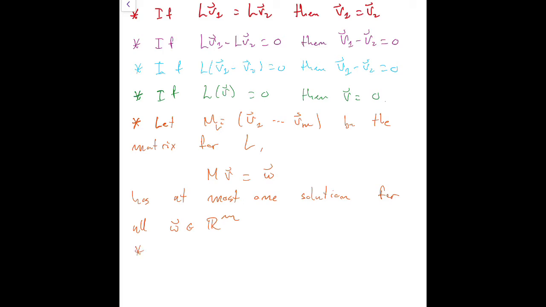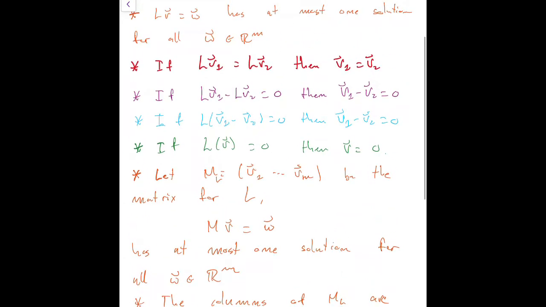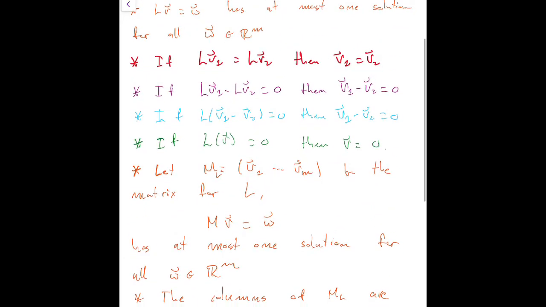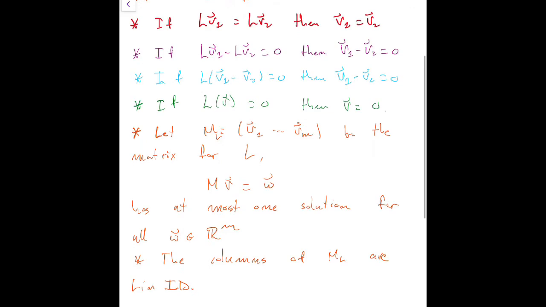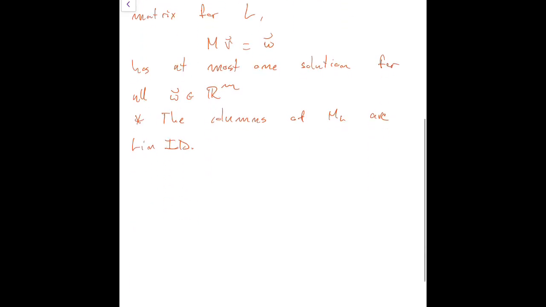Okay, but remember, this is exactly the same as saying the columns of M sub L are linearly independent. Those two statements are the same. That's how we defined what linear independence was to begin with. So these are some ways that the concepts of injectivity and linear independence are related. Let's see if we can talk about relationships to more concepts.